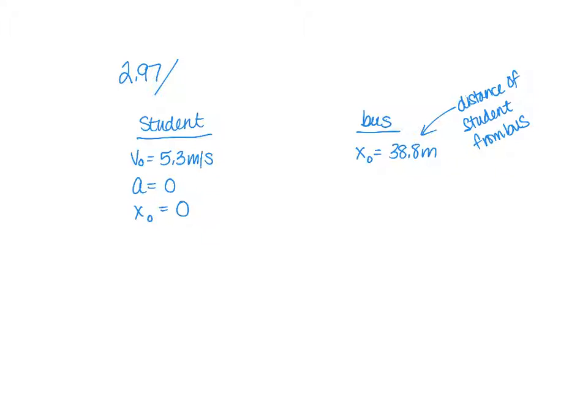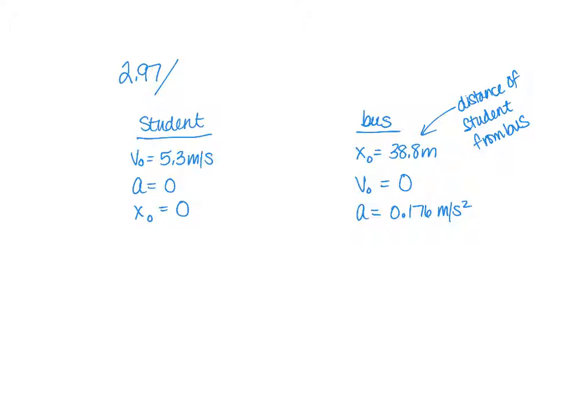So in the problem, I think it says the bus is 38.8 meters away from the student when it starts to accelerate. It's starting from rest, so the idea is that the student's running to the bus, which is stopped, but at the instant that the bus starts to pull away, which is when it's accelerating, which for me was a rate of 0.176 meters per second squared, at that instant the bus is at 38.8 meters.